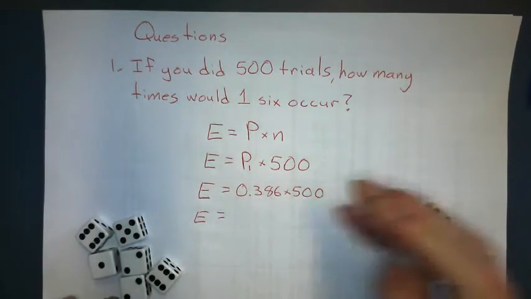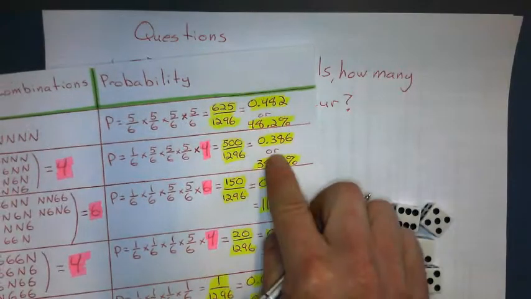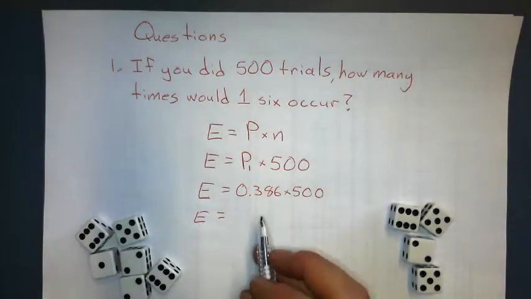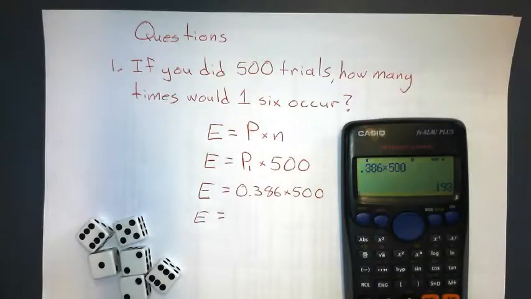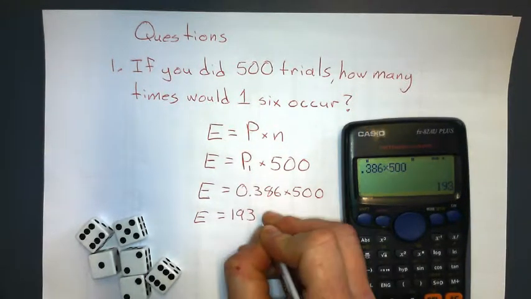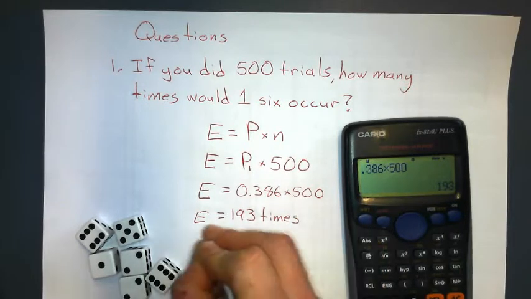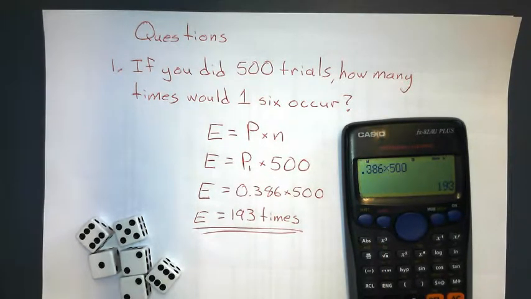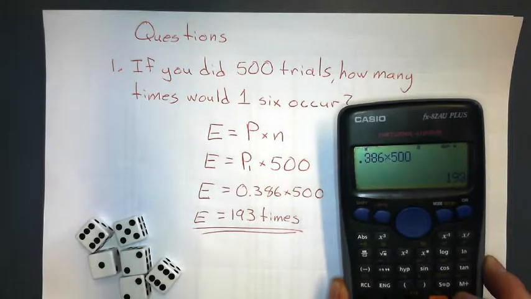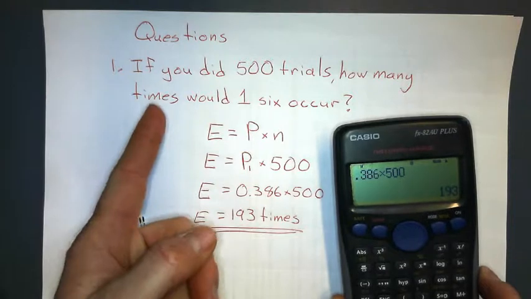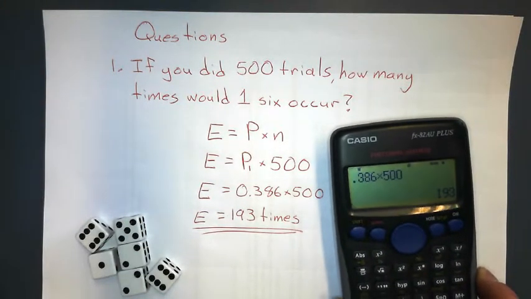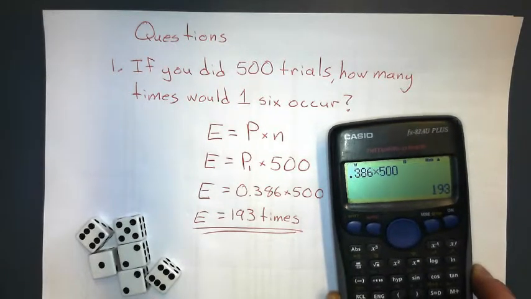Okay, pretty simple work, but getting this far took all the time. And I worked that out on the calculator, and I get a nice whole number where I don't have to worry about rounding. It should happen about 193 times. And if there was a decimal there, we want to round that to the nearest whole number, because when I'm asking about how many times something should occur, something's not going to occur at 193.3 times. So whole number.